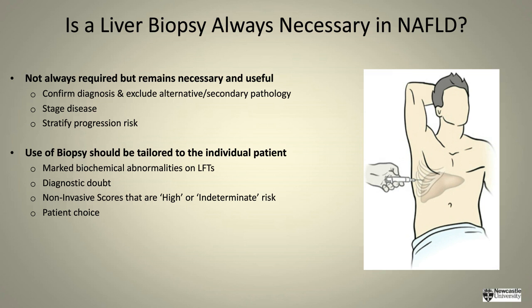So I'm in clinic today, and this morning before this talk, I saw a patient that had autoimmune hepatitis and fatty liver, and that was made on a liver biopsy. We can also stage the disease and stratify progression risk, and then we can tailor this biopsy to patients that have marked biochemical abnormalities on LFTs, if there's diagnostic doubt, or if non-invasive scores like the FIB-4 and the NAFLD fibrosis score are high or they fall in the indeterminate range. And then finally, sometimes patients just want to know.